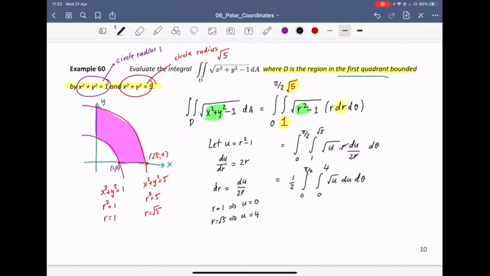I just do the substitution. This is actually Cal 1 now. 1/2 integral from 0 to pi over 2, and then you integrate u to the 1/2, you're going to get u to the 3 over 2 here, from 0 to 4, and then d theta. That is 1/2 integral from 0 to pi over 2, and then what do I get here?